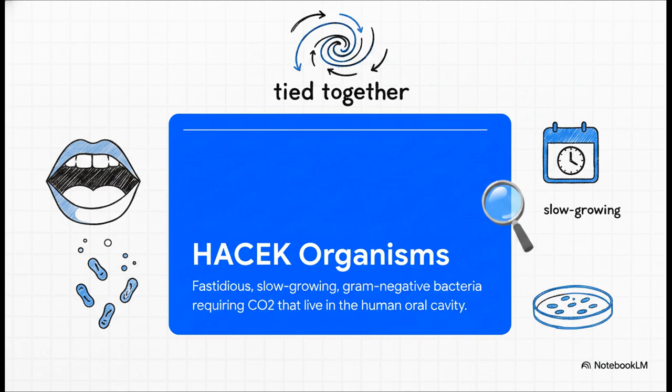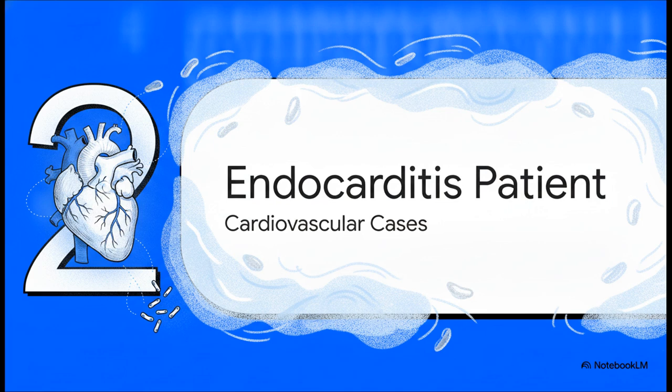You might be wondering why group these specific bugs together in the first place. Well, it's because they share some very specific biological traits. They're all fastidious, slow-growing, gram-negative bacteria that actually require carbon dioxide to grow. But the absolute key here, they naturally colonize the human oral cavity. So if your exam prompt mentions a slow-growing, fastidious bug from the mouth, you should instantly be thinking HACEK. No hesitation. Section 2, the endocarditis patient.